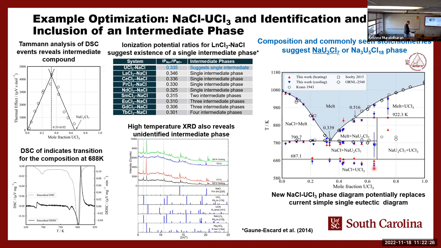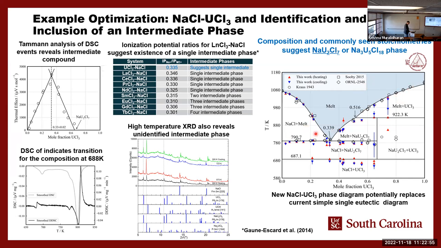Take all that together, plus all these little points here are phase diagram measurements, determinations of liquidus, solidus and transitions. So all this information together allowed us to optimize the system. Here you can see in the red and blue triangles is our measurements. And then there's those of Krauss and Subi and some old ORNL work.